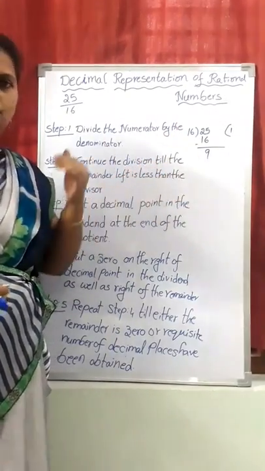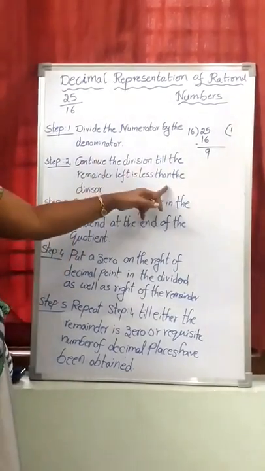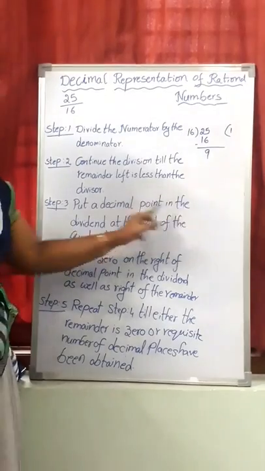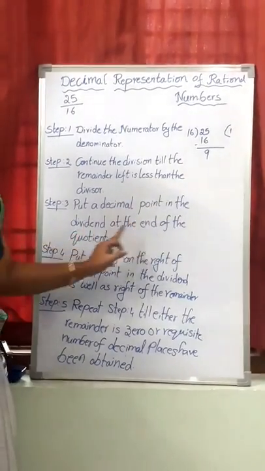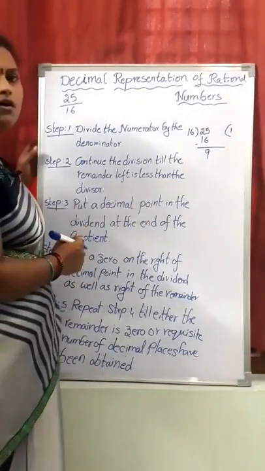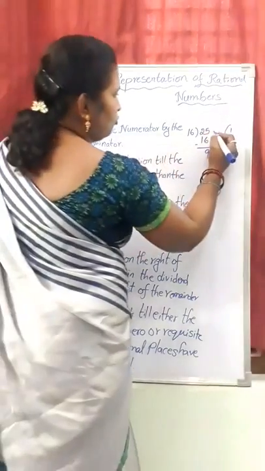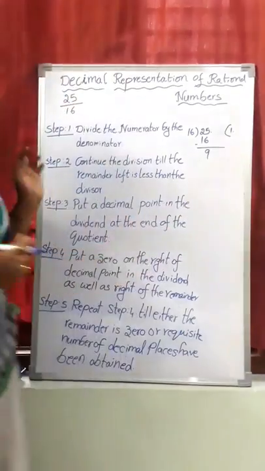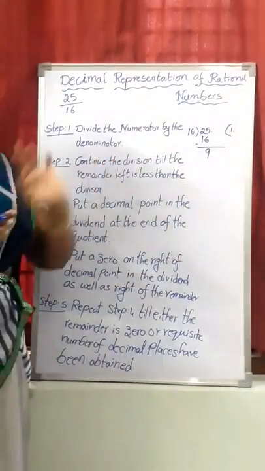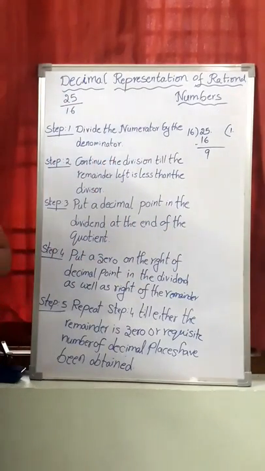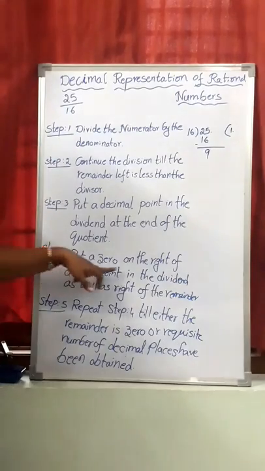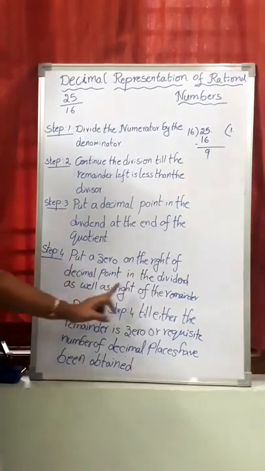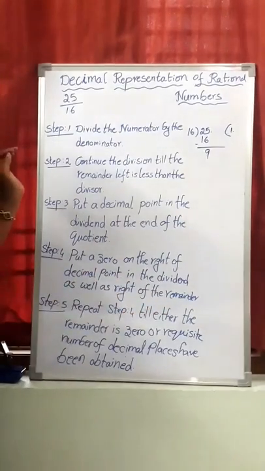Next, what do we have to do? Go for step 3. Put a decimal point in the quotient, and also a decimal point in the dividend at the right side of the number. Now in step 4, put a 0 on the right of the decimal point in the dividend as well as on the right of the remainder.